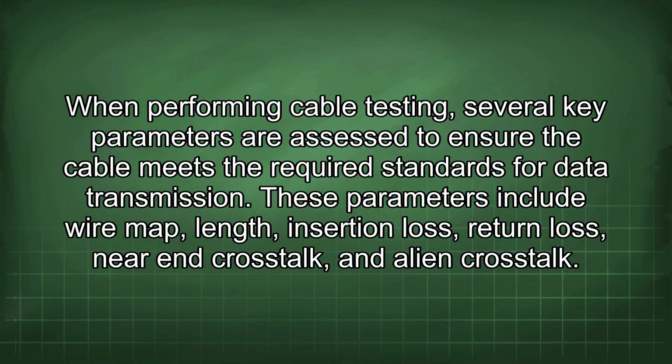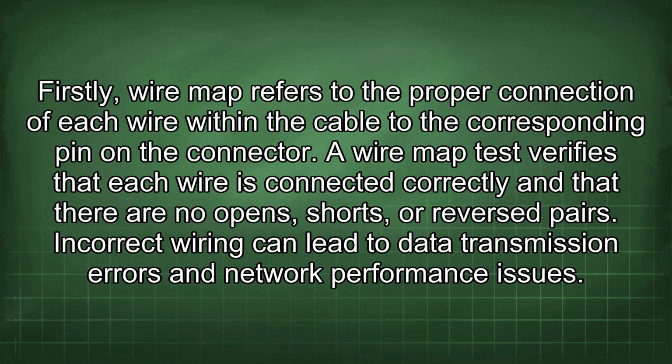When performing cable testing, several key parameters are assessed to ensure the cable meets the required standards for data transmission. These parameters include wire map, length, insertion loss, return loss, near-end crosstalk, and alien crosstalk. Firstly, wire map refers to the proper connection of each wire within the cable to the corresponding pin on the connector. A wire map test verifies that each wire is connected correctly and that there are no opens, shorts, or reverse pairs. Incorrect wiring can lead to data transmission errors and network performance issues.